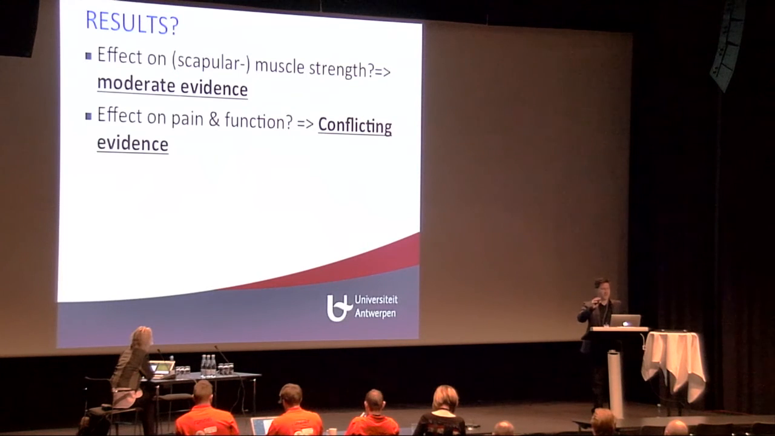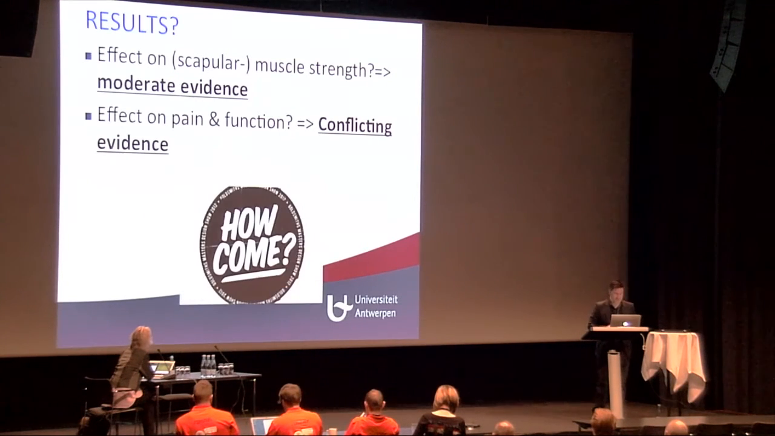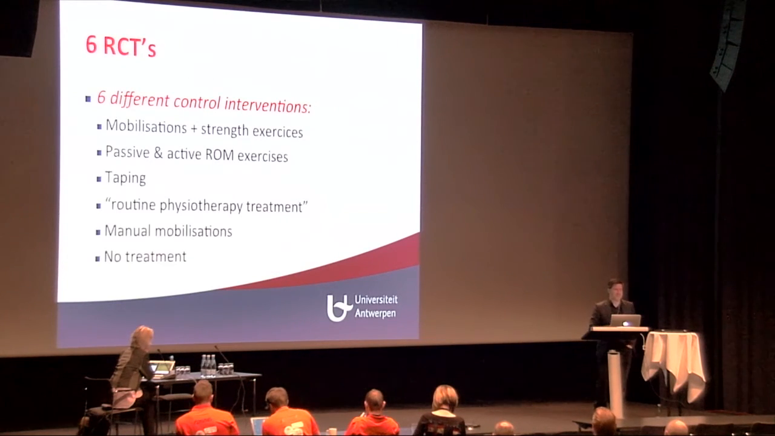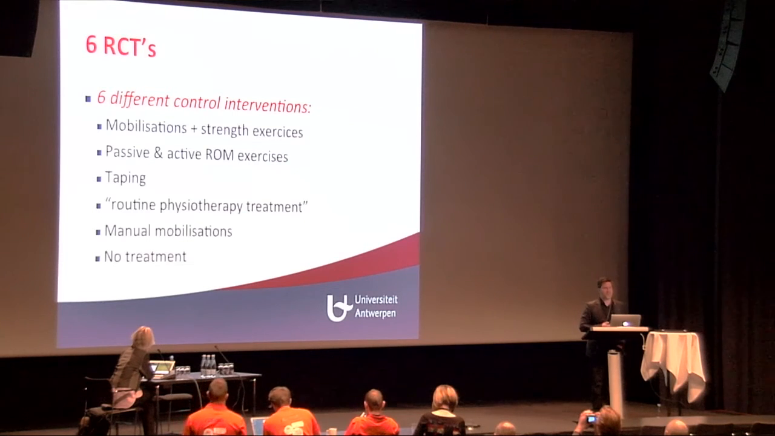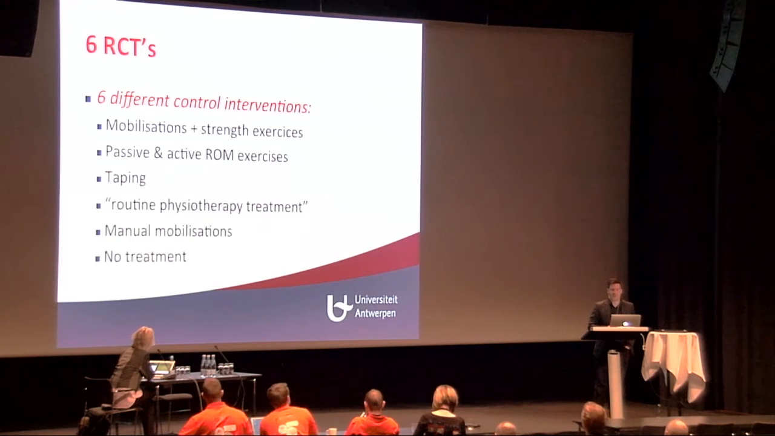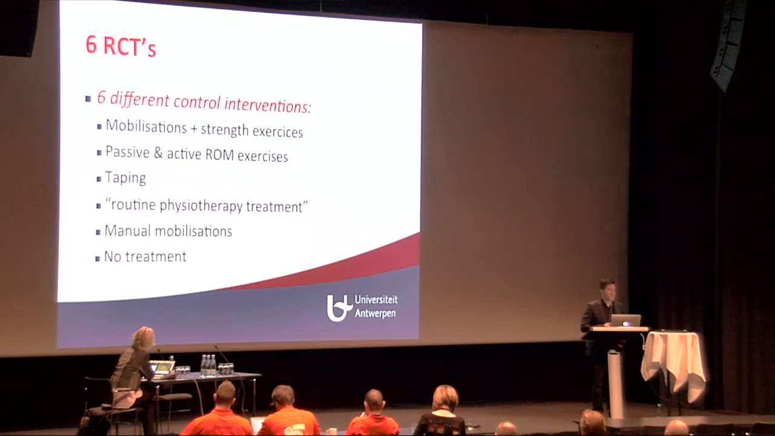First thing, of course, we had 6 different RCTs. We had 6 different control groups. You can see here we have mobilization, scapular glenohumeral mobilizations combined with strength exercises. Some did passive range of motion exercises with active range of motion exercises. Some had a control therapy that consisted only of scapular taping. Routine physiotherapy treatment is also something that's often used in methodology. What is routine physiotherapy treatment? I don't know. Manual mobilizations, and even one had a placebo group with no real intervention.